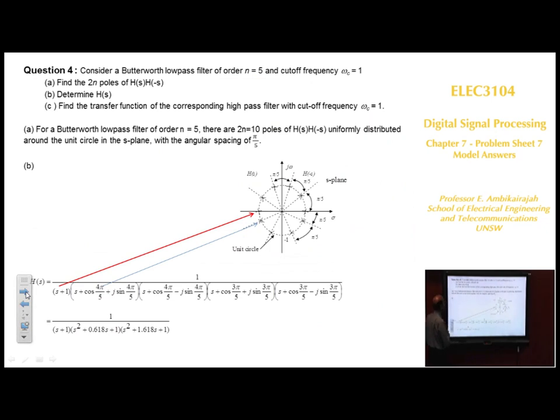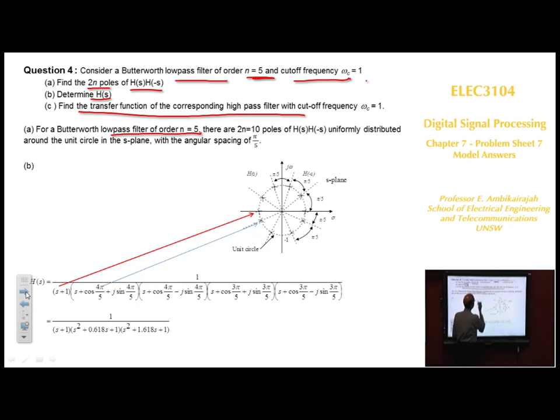Question 4. Consider a Butterworth low-pass filter, n equal to 5 and the cutoff frequency omega c equal to 1. Find the 2n poles, H(s), H(-s). Determine H(s). Find the transfer function corresponding to the high-pass filter with the cutoff frequency. So the Butterworth filter order is given to you. So a low-pass filter of order 5 is given.